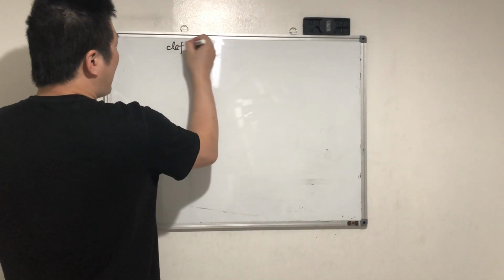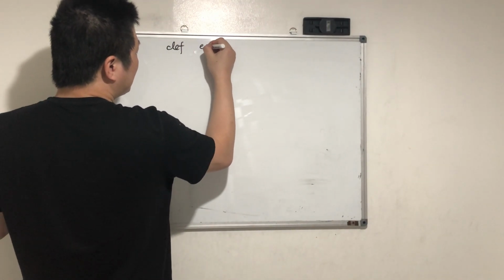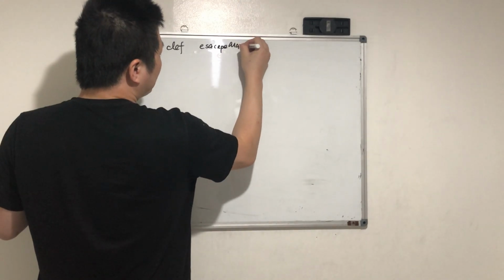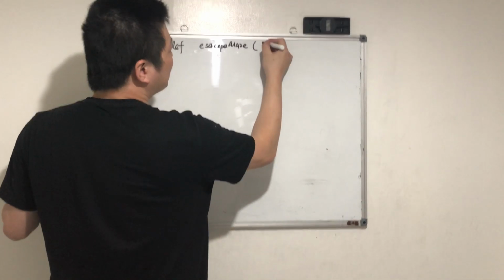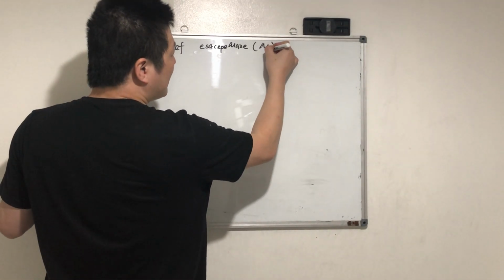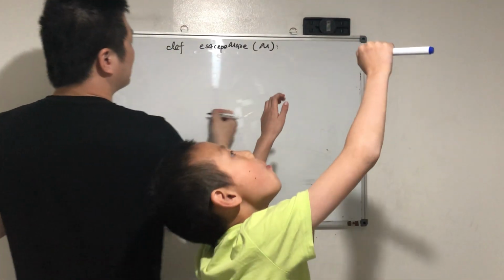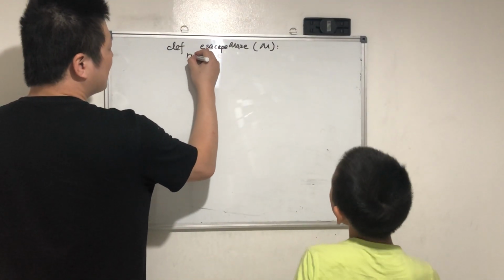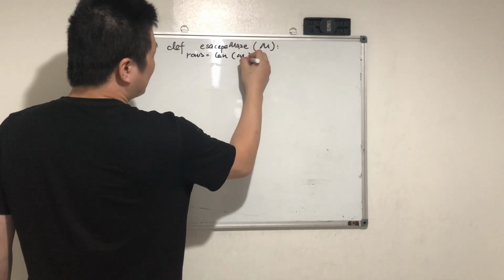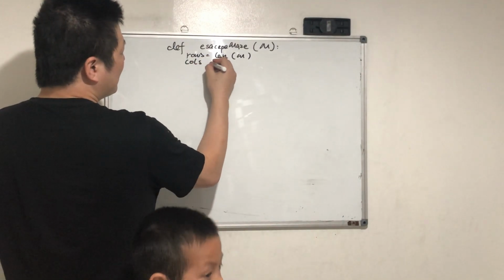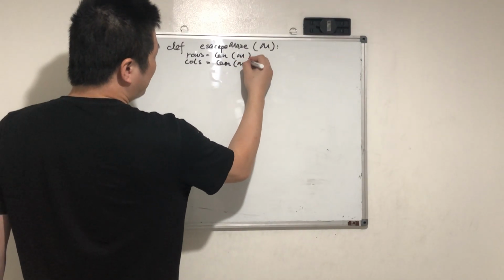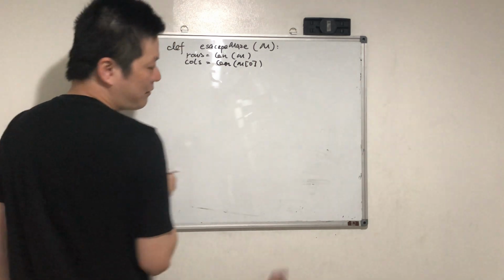This looks easy. Define escape maze, and we give it a matrix. Let's just call it M, okay? Matrix, maze. Then rows: we want to find out the rows, which is the length of the matrix, right? And columns is the length of the first row, so it's M[0], right? Does it make sense?